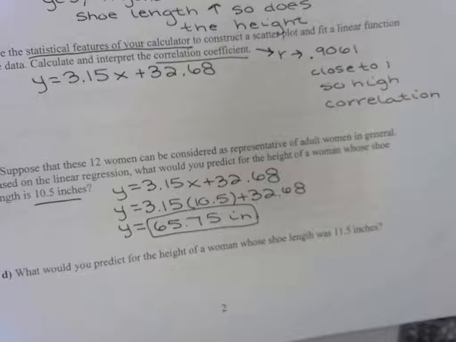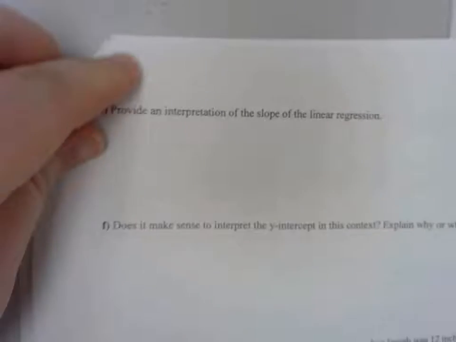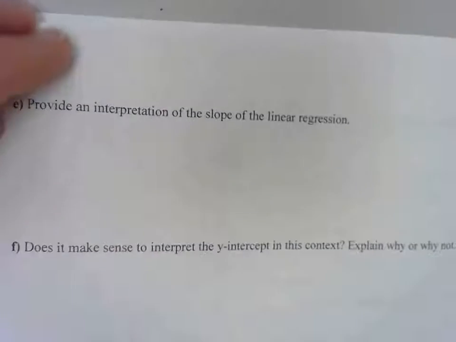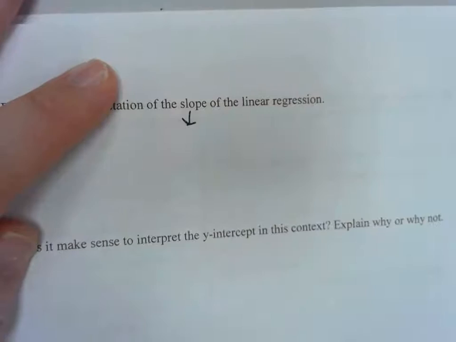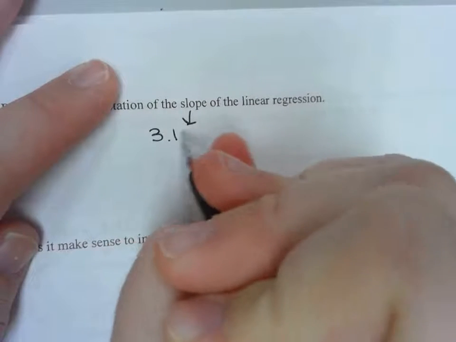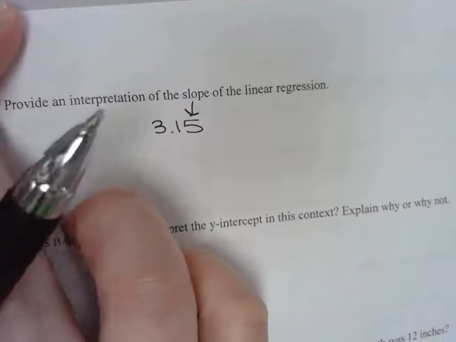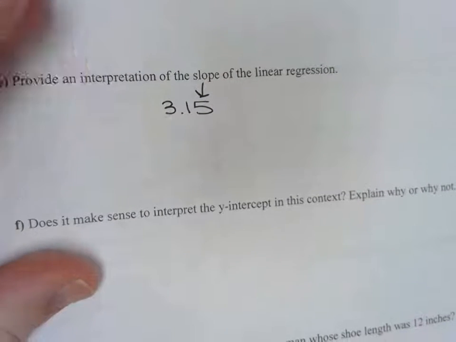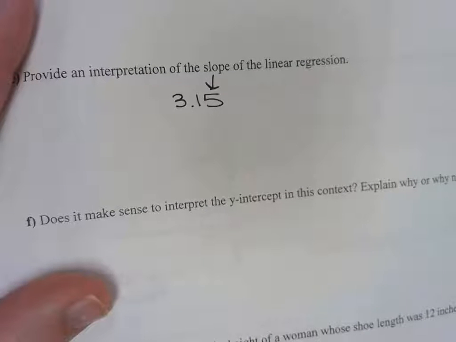Okay. Let's go ahead and look at E. Let's flip to the next page. We'll skip D. If I look at E, provide an interpretation of the slope of the linear regression. We talked about what slope represents. The slope was what? 3.15, right? The slope was 3.15. What does that mean? We talked about this some yesterday. Slope is always what? We talked about yesterday.